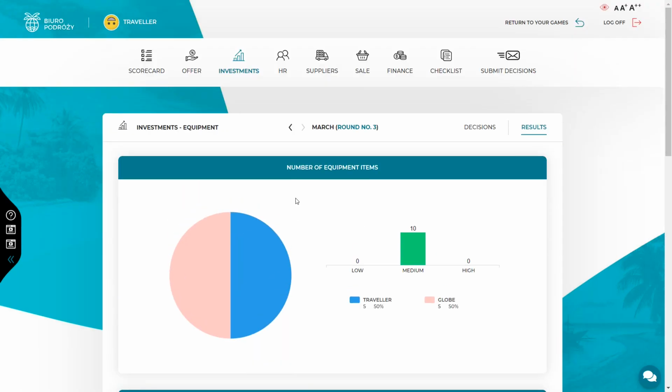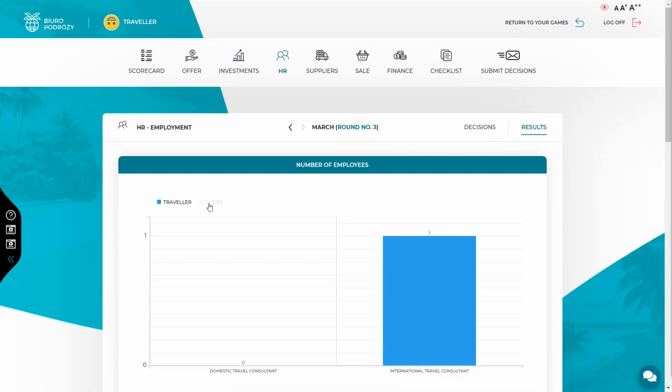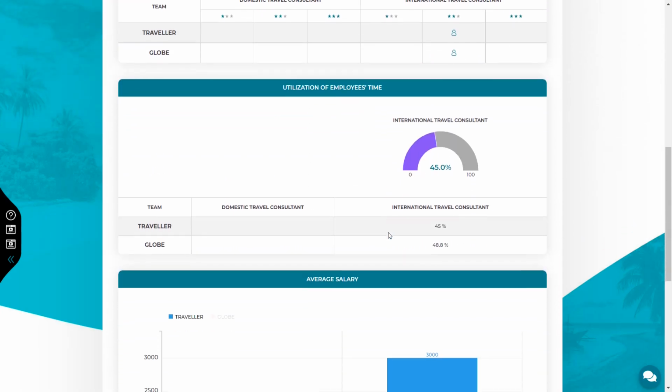Okay, now let's go to the HR Employment tab results section. The first chart shows the number of employees in individual companies and the details about their experience. The second chart is the utilization of employees' time. Just like in the case of equipment utilization, you can check here how much time your employee was busy in the previous month. Let's take our example.